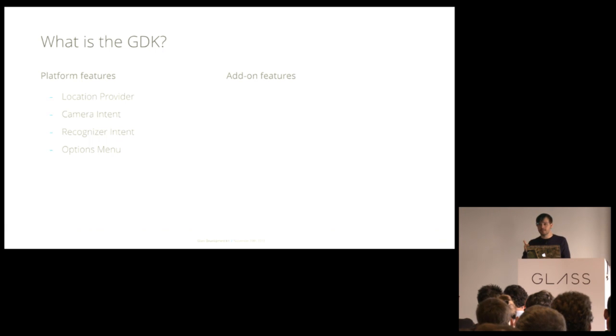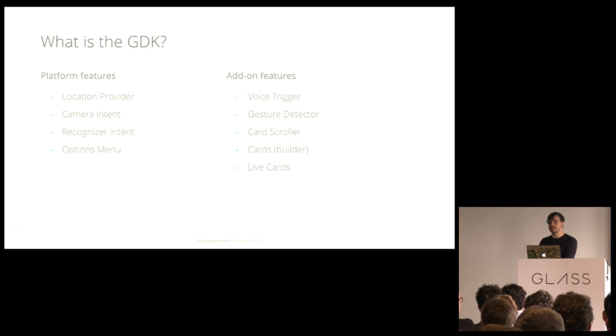The camera intent also works like it should on an Android device, but it'll use the Glass camera. The recognizer intent will start up the Glass-specific speech-to-text UX. And then the options menu, it's just an options menu like you would have on Android, only on Glass, it will render a Glass-specific menu.